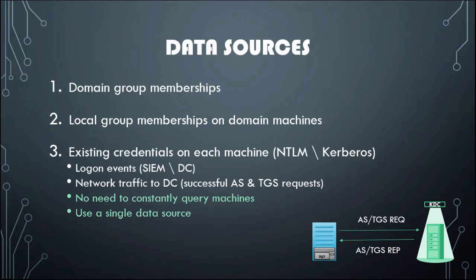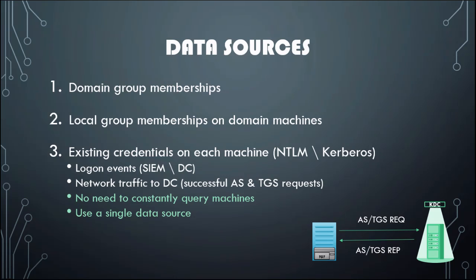Right, before diving into every one of the stages that we just saw, let's see which data sources we'll be using. First thing that we need are the domain group memberships. We need to understand who are the high privileged accounts in our environment. Those are the accounts that are members of those high privileged built-in groups in Active Directory. Then we need to get the local group memberships on the domain computers in order to understand who has administrative privileges on every domain machine.